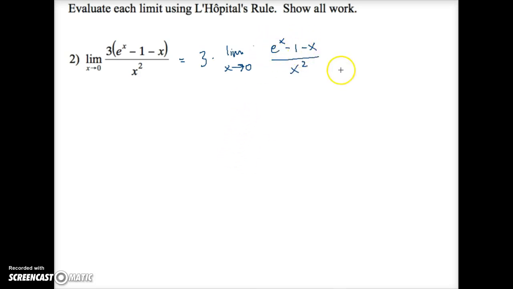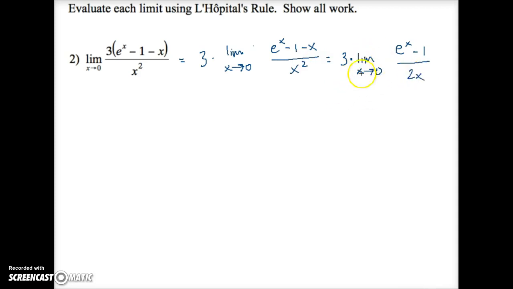Now I can use L'Hopital's rule and take the derivative of the top and bottom, so that's equivalent to 3 times the limit as x approaches 0 of e to the x minus 1. Okay, the derivative of e to the x is e to the x. The derivative of 1 is 0. Okay, so that term goes away. The derivative of x is 1, so I have e to the x minus 1. And the derivative of my bottom using the power rule is 2x.